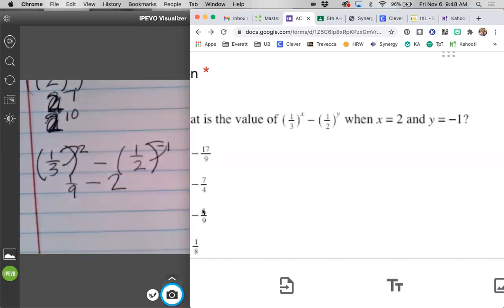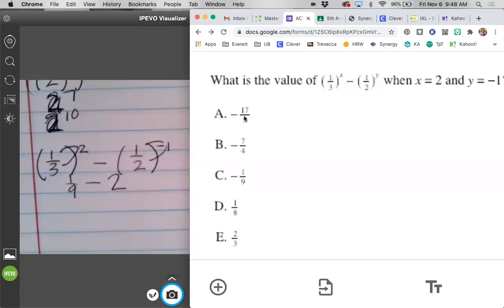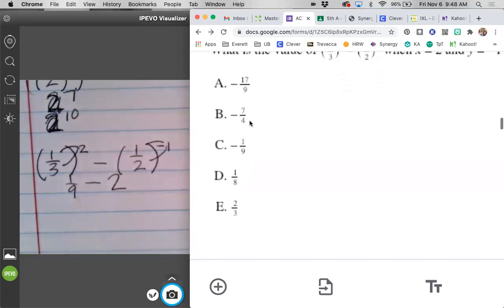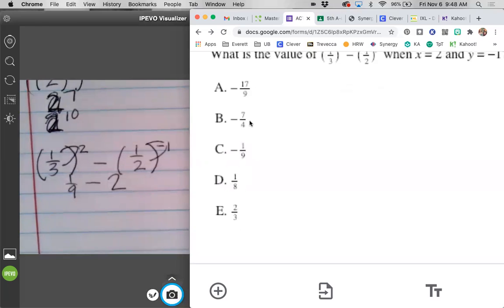So let me see which answers I have are pretty close to -2. Also, the denominator is going to be 9. This 2 can have any denominator that I want it to be, and I want it to match this one. So I'm looking for a number with a denominator of 9 that is close to -2. So it's going to be A. That's the only one with a denominator of 9 that's almost -2. So some estimation there. You could also type it in your calculator, but estimation can be faster.